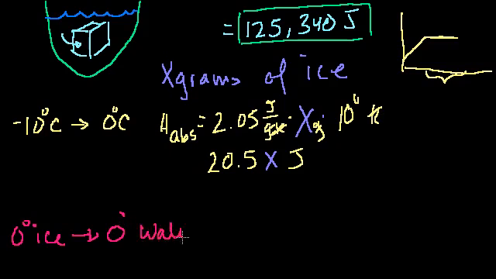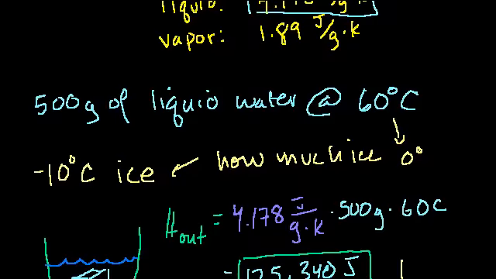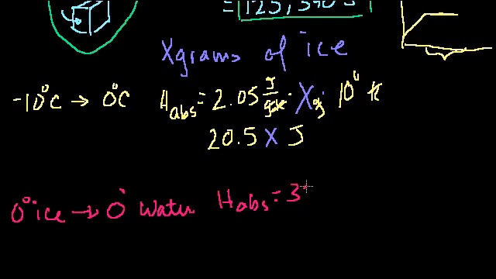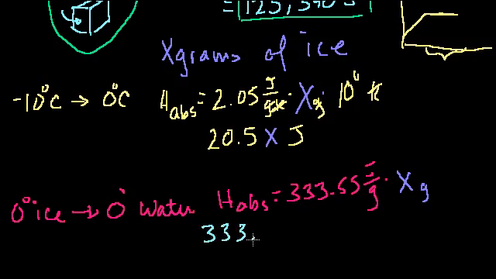Well, the heat absorbed now is going to be the heat of fusion of ice, or the melting heat, either one. That's 333.55 joules per gram, times the number of grams you have. Well, once again, that's X grams. They cancel out. So the ice will absorb 333.55 joules per gram as it goes from 0 degree ice to 0 degree water, or 333.55 X joules. Let me put that X there.